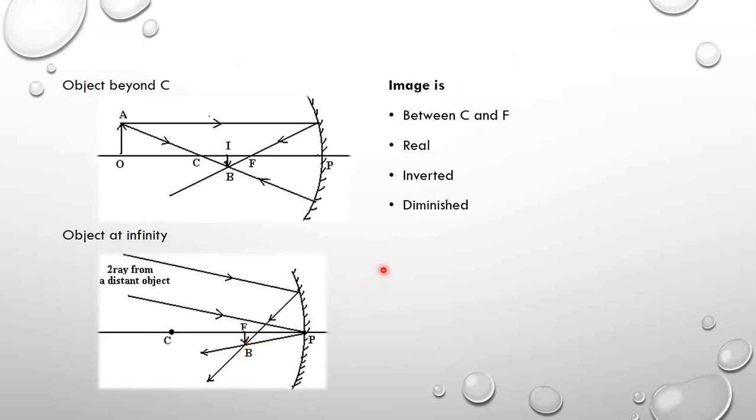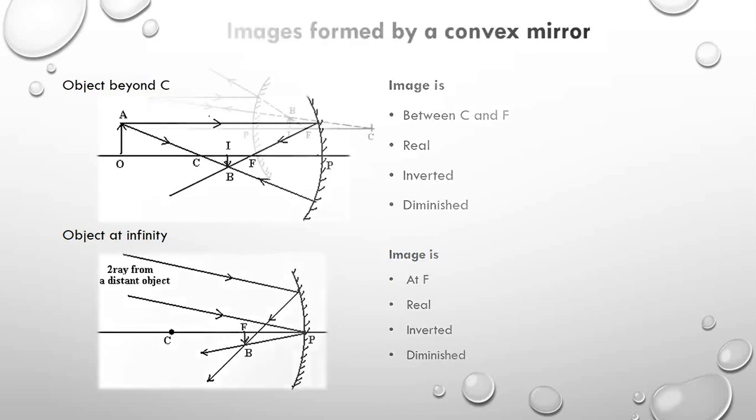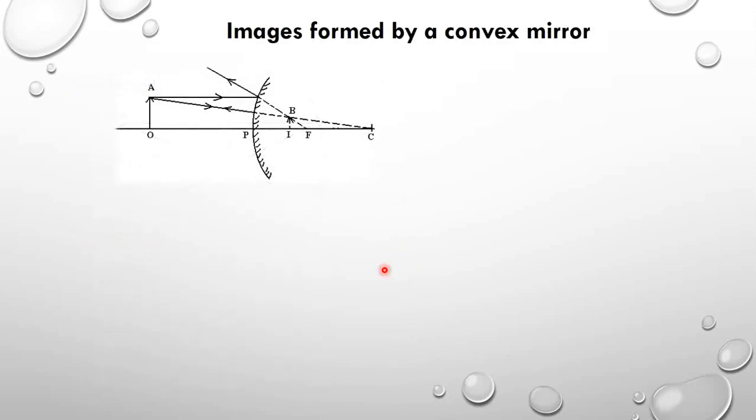And the nature of that image is going to be formed at F, and it is going to be real, it is going to be inverted, and also you can see that it's going to be diminished. Let's look at when we have a convex mirror.